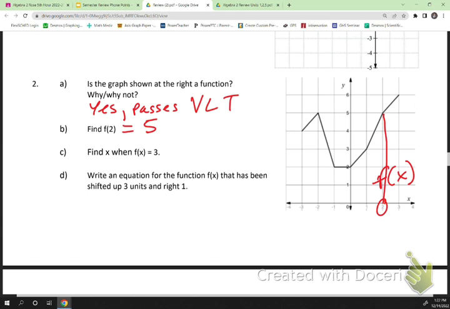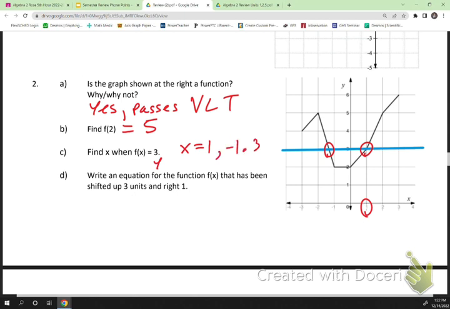Then it says, find x when the function equals 3. So my output, or my y value, is 3. So I'm going to sketch in a line. What are the x values that have a value of 3? I need to go back and read this. One of them is 1. What's the other one? Can you approximate? Negative 1. It's a little less than that. I would say it's about a third there. It's about negative 1.3.